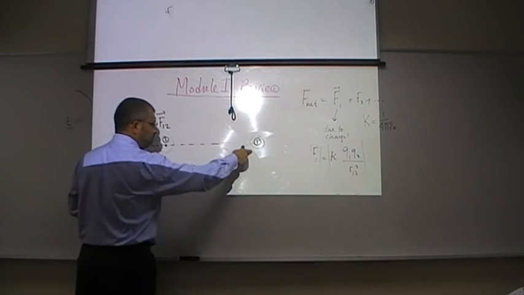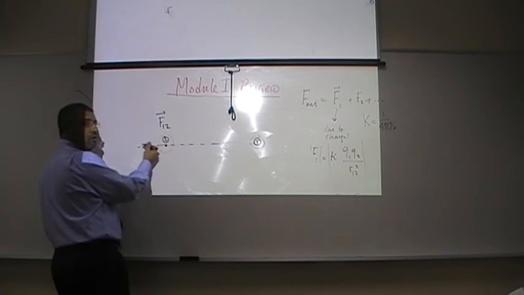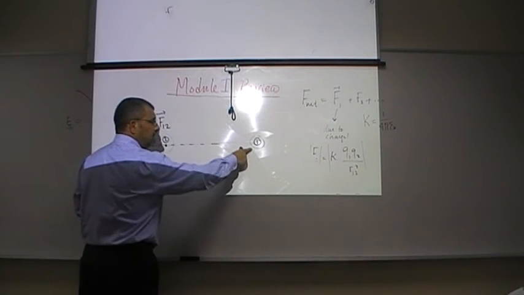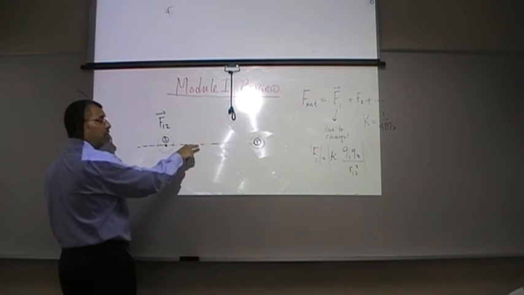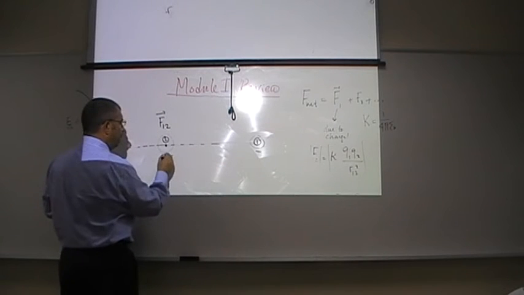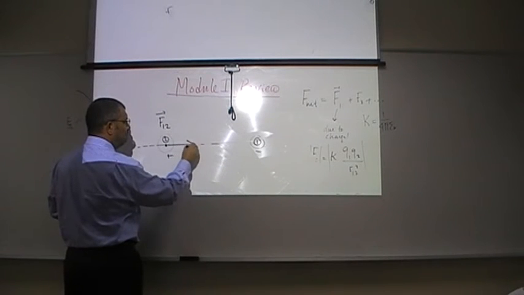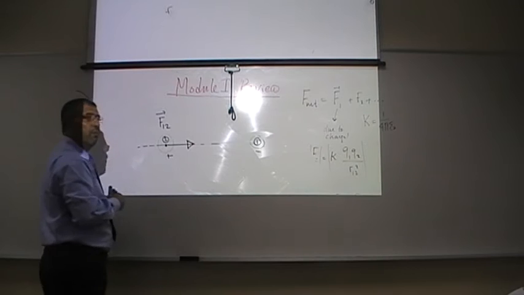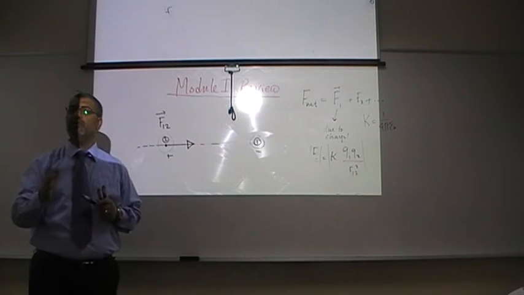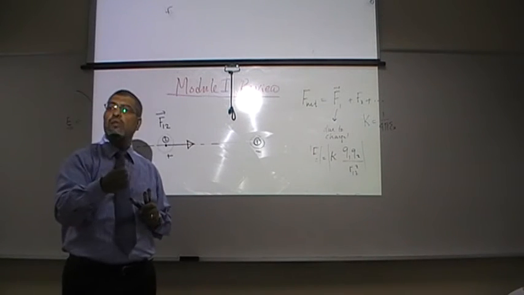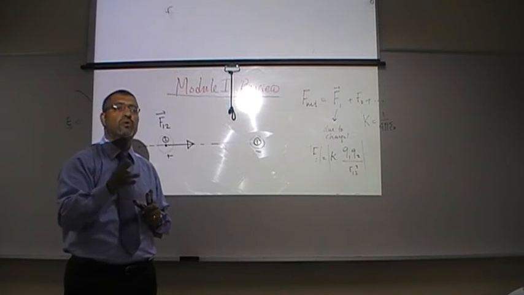If this is positive and this is positive, where will the direction be? This way. If this is positive and that's negative, the direction will be this way. So let's just take negative and positive, then it's this way. That's the direction of the force. But we say the direction of the force is always along the line connecting the 2 charges.